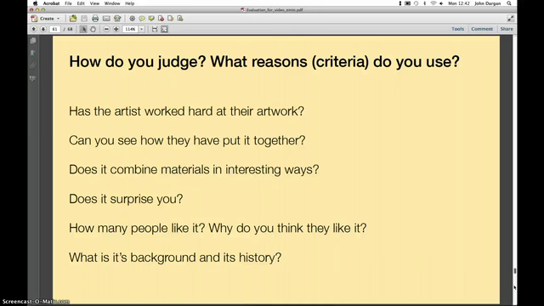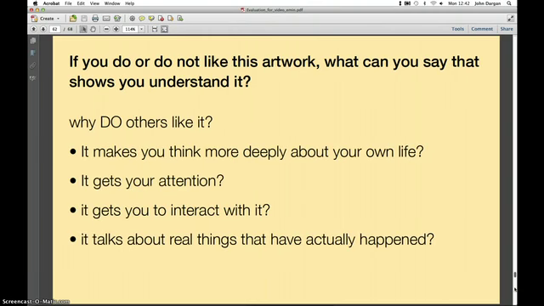And going on to Essay Task 4, what's its background and what's its history? Essay Task 4 is more about finding out about an artwork or an artist. So, if you do or do not like this artwork, what can you say that shows you understand it? In other words, why do others like it, do you think? Is it because it makes you think more deeply about your own life? Does it grab your attention because it's a tent and it's about everyone she's ever slept with?